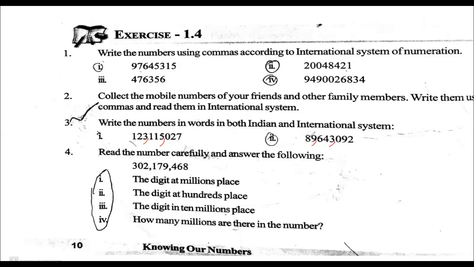Okay, first use commas according to Indian system and write the number name. And the second time, remove the commas and just write the digits and use commas according to international system and write the number name. Okay, question number 3 is that. 3 questions we have finished. And what about the 4th? Read the number carefully and answer the following. So you just read the number carefully and you just answer the following questions.